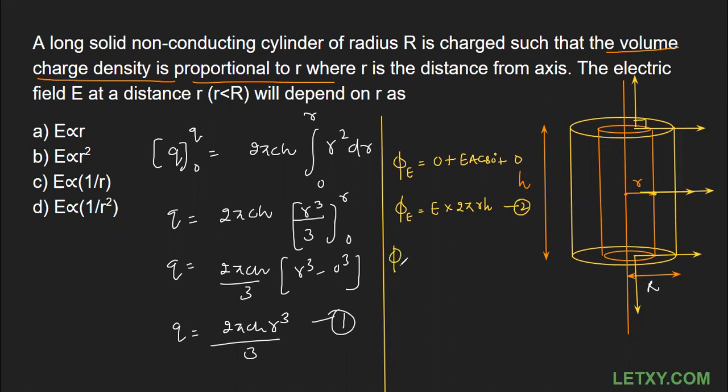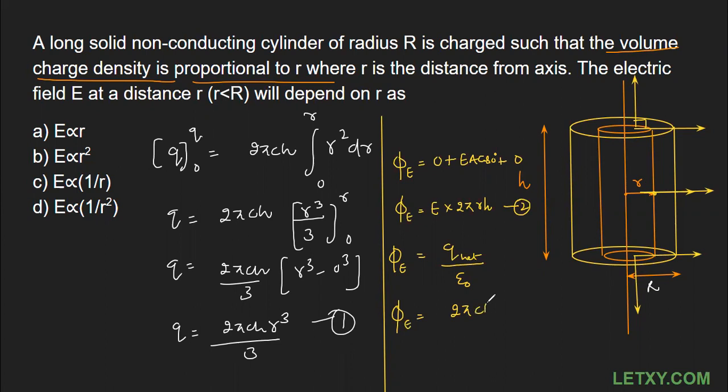Now you also remember there is something called the Gauss theorem. According to the Gauss theorem, the total flux is Q net upon epsilon naught. Is that okay, everyone? So can we equate equation number 2 and 3, because both are giving the same quantity, that is flux? Yes, we can equate. And one more thing, before equating, can I put the value of Q that we have already deduced in equation number 1? Yes, I can put. So I'm going to put it here.